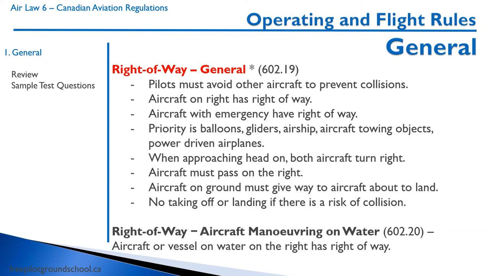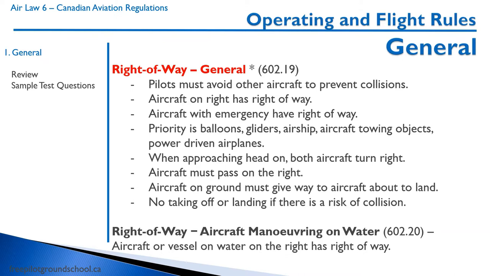Aircraft on the ground have to give way to aircraft about to land. So if you want to take off, you have to wait until the aircraft on final approach has landed. You can't just pull out and expect him to go around. And you can't take off or land if there's a risk of collision. This comes up often in float planes if you're flying on a lake with a lot of boats. You do have to make sure that there won't be a risk of collision.